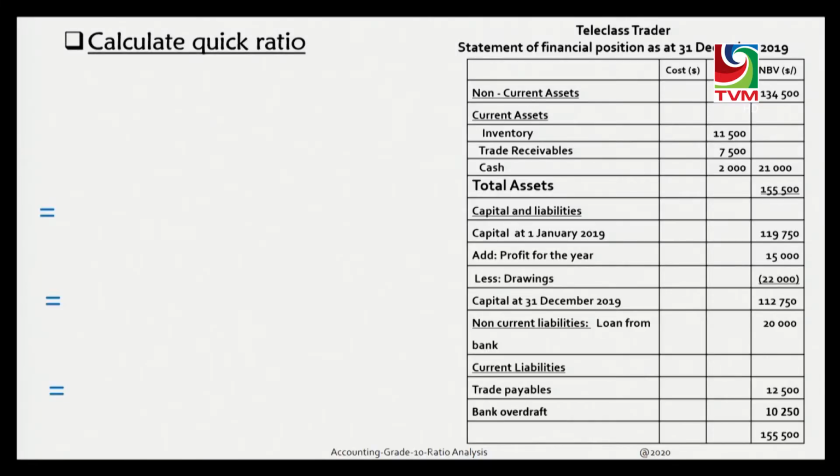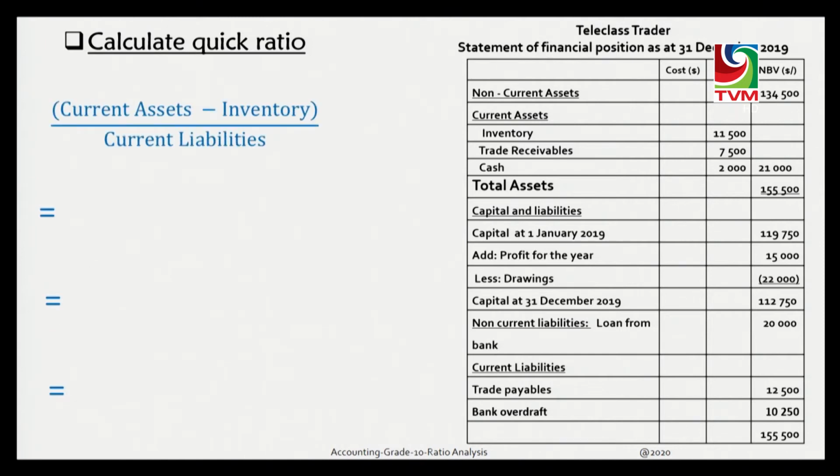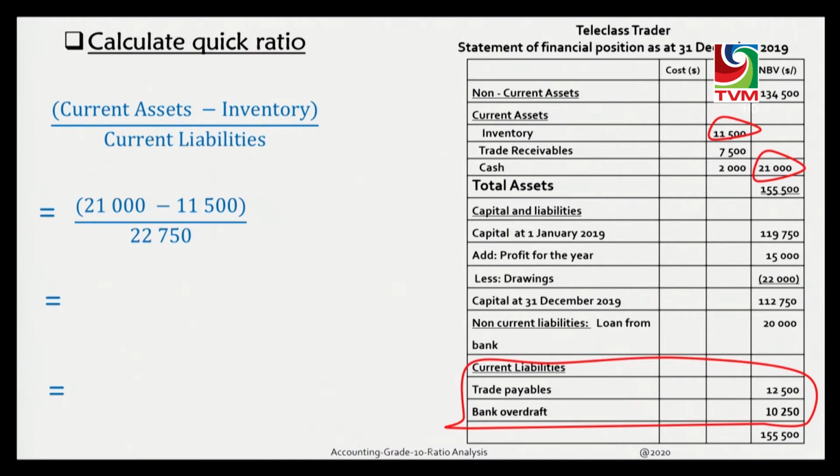So here you are asked to calculate quick ratio, and the formula is current assets minus inventory over current liabilities. So in this business, current assets are 21,000 and the inventory figure is 11,500, and their current liabilities figure is 12,500 plus 10,250. So 21,000 is the total current assets, and 11,500 is the inventory figure. 22,750 is the total current liabilities figure.